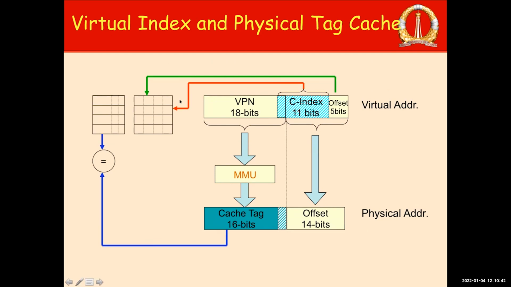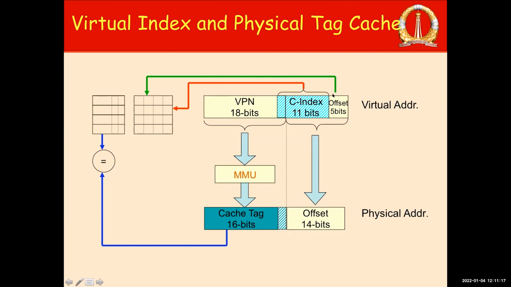Remember, in the earlier case, we were using the bits from the physical address space, whereas now you are using the bits from the virtual address space to index into the cache. But as far as checking the tag is concerned, I'm actually using the physical address space. So that is why it is called virtually indexed and physically tagged. That is, for doing the tag check, I need the physical address, whereas for indexing into the cache, I only need the virtual address.